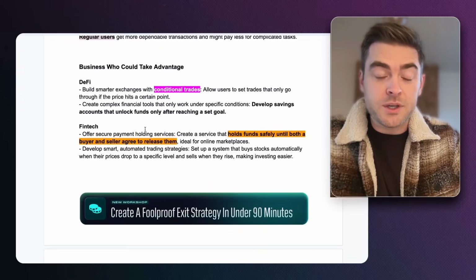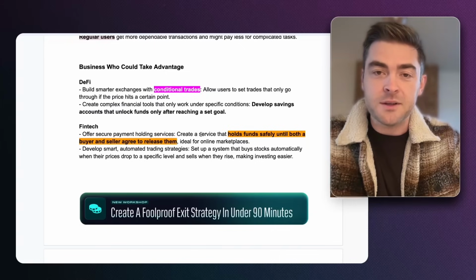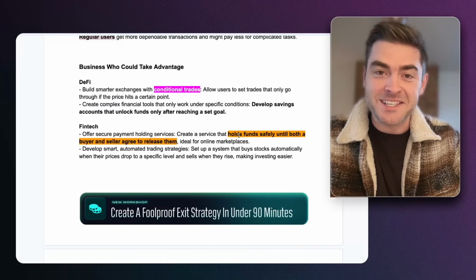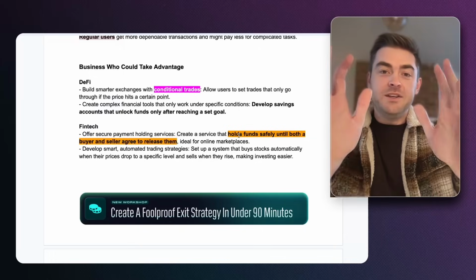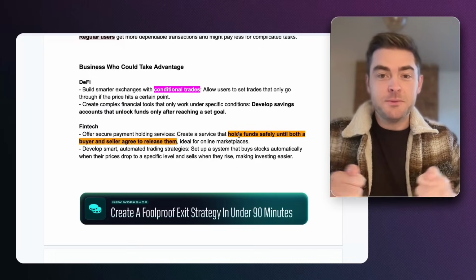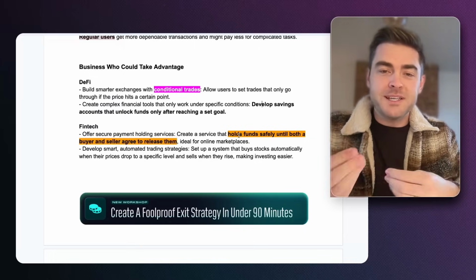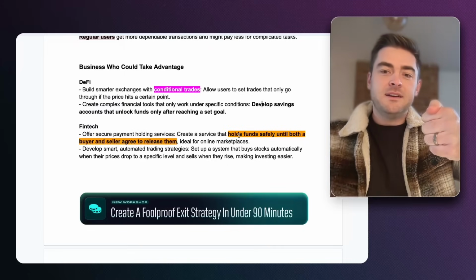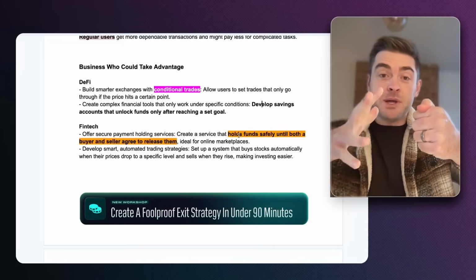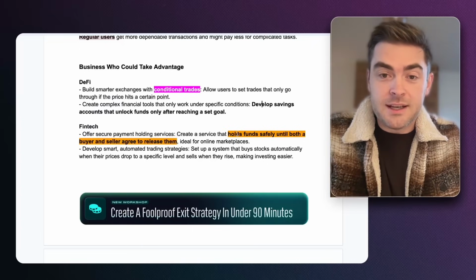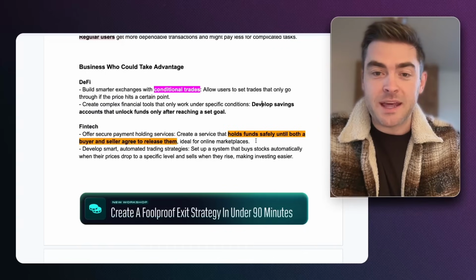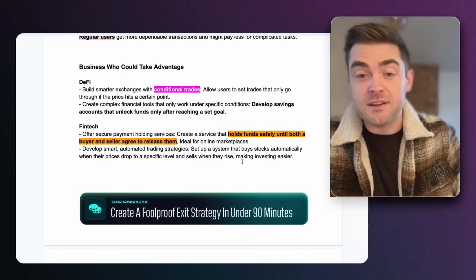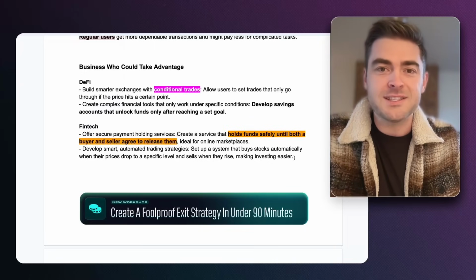And then you've got fintech, who can now offer secure payment holding services. So they could potentially create a service that holds the funds safely until both a buyer and a seller agree to release them. So, for example, buying a house, it's almost like an escrow, but it's more automated and smarter than an escrow. Buyers put their money in there. You wait for something else to happen, like a deed to be uploaded, and it just executes like that. So it's almost like smart contract functionality without smart contracts. Really interesting. And it's a bit more complex than escrow, which is a feature that operates similarly, but in a simple way.